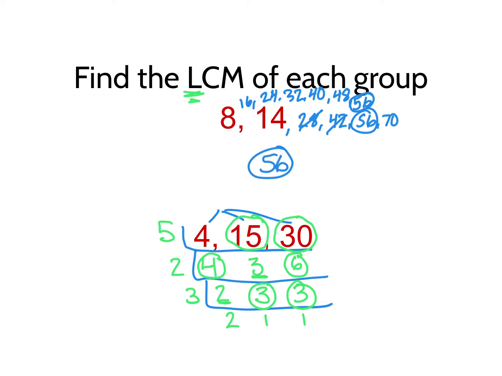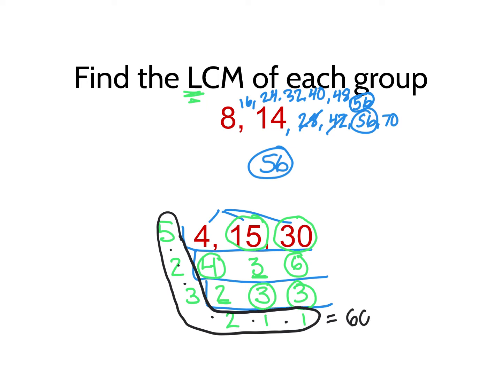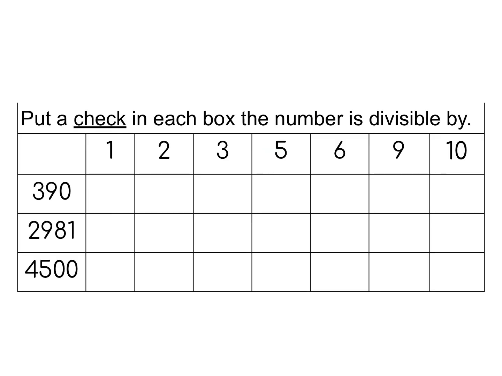So this is why I like using this method for least common multiple, because I make an L with all of the side and the bottom numbers, and I multiply all of those together. So I have 5 times 2, which is 10. 10 times 3, which is 30. 30 times 2 is 60. 60 times 1 is 60, and 60 times 1 is 60. So my least common multiple between these 3 numbers is 60.